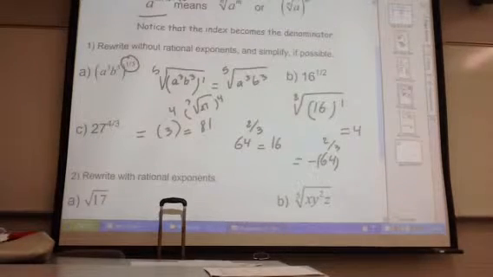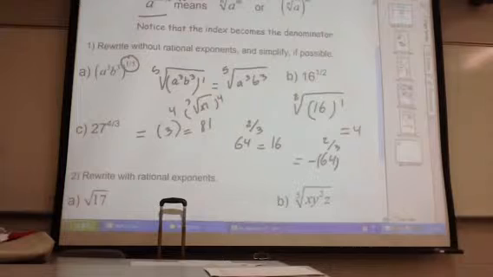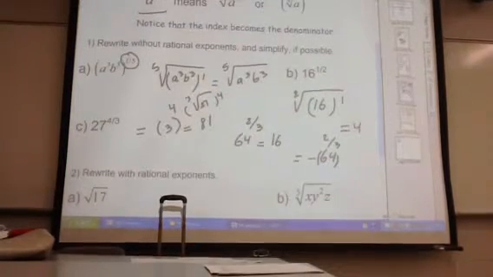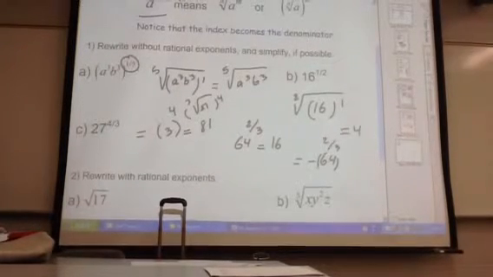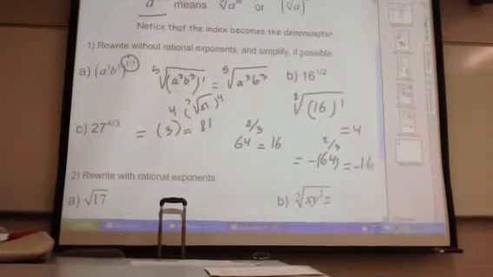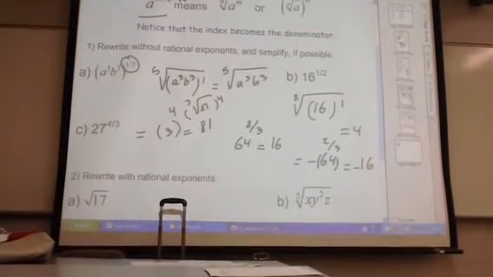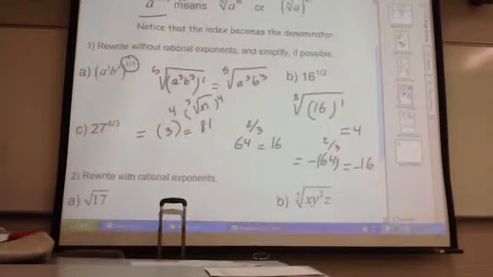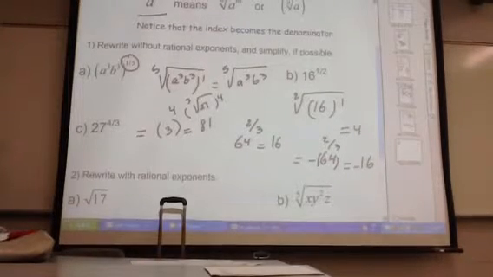Now, ask yourself, what is the cube root of 64? 4. Raise it to the power of 2. 16. And you have a negative in the front, it's going to give you negative what? 16. Be careful about that. So if they don't have parentheses around that negative, the negative is separated. Now, they could give you this.